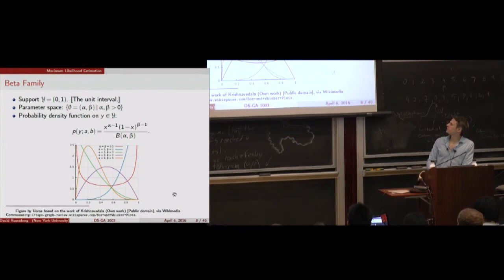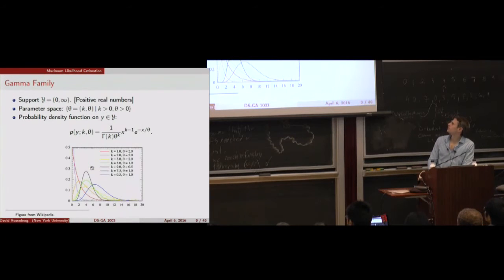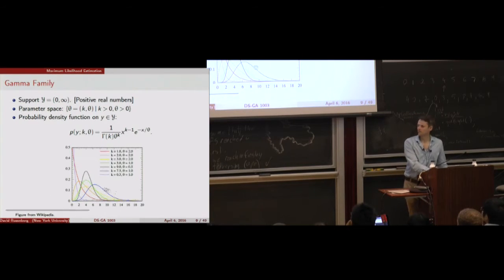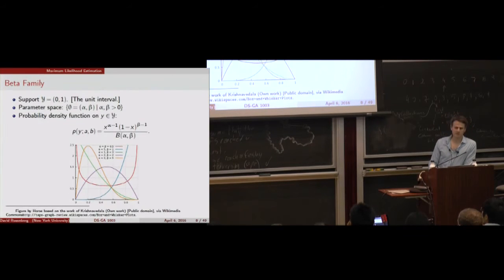There's the beta family, which is supported on the interval 0, 1. It's got two parameters. You can control both the mean and the variance, so where it's centered and how far apart things are spread. Gamma family, supported on the interval 0 to infinity, can again control the mean and the variance. OK. So we have some parametric families to keep in mind.